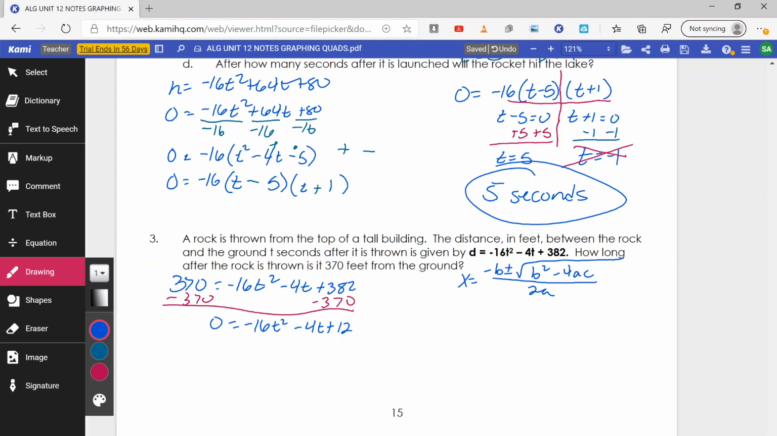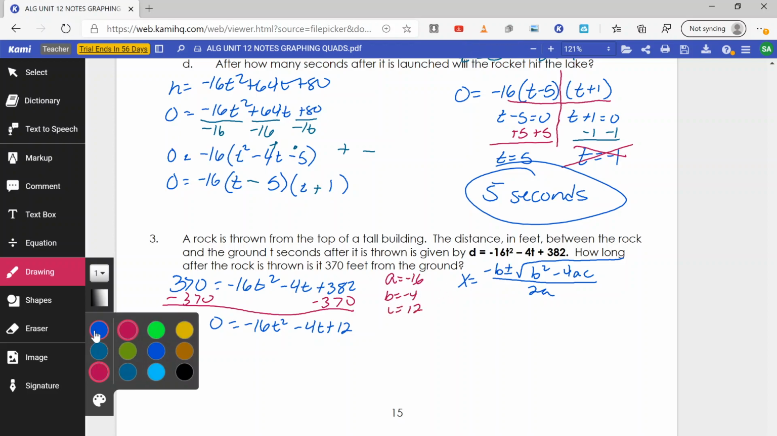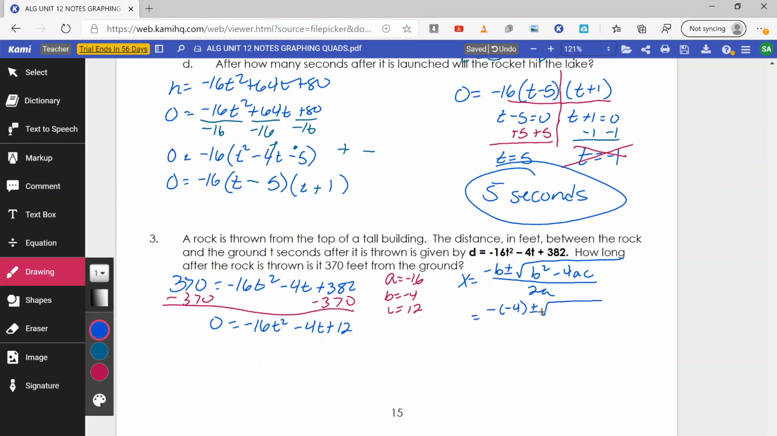So a, b, and c go right down the line. a is going to be -16, b is going to be -4, and c is going to be 12. So all I'm going to do is plug these values in. So we have the negative value of -4 plus and minus the square root of -4 squared minus 4 times -16 times 12, all over 2 times -16.